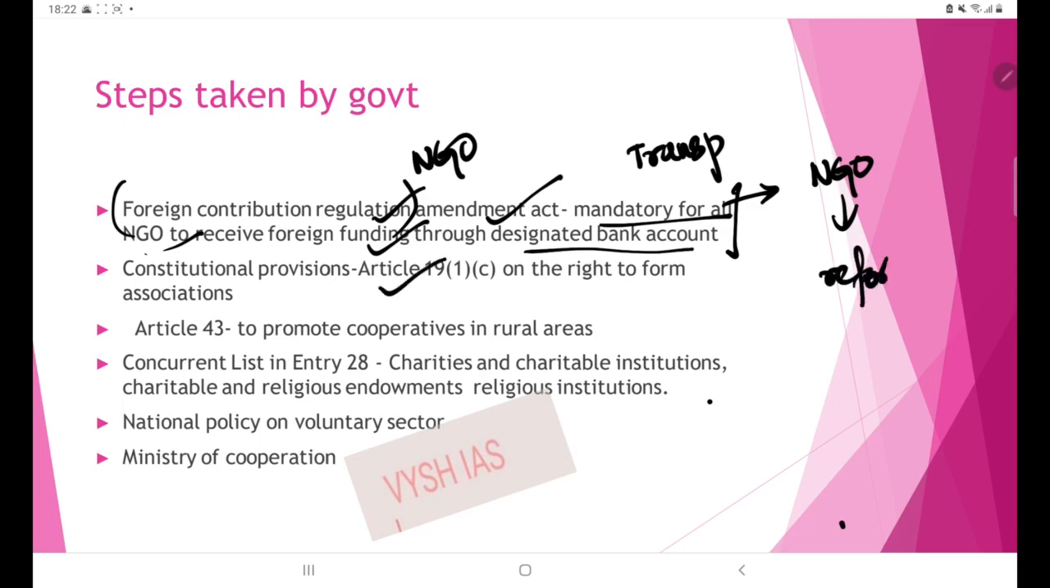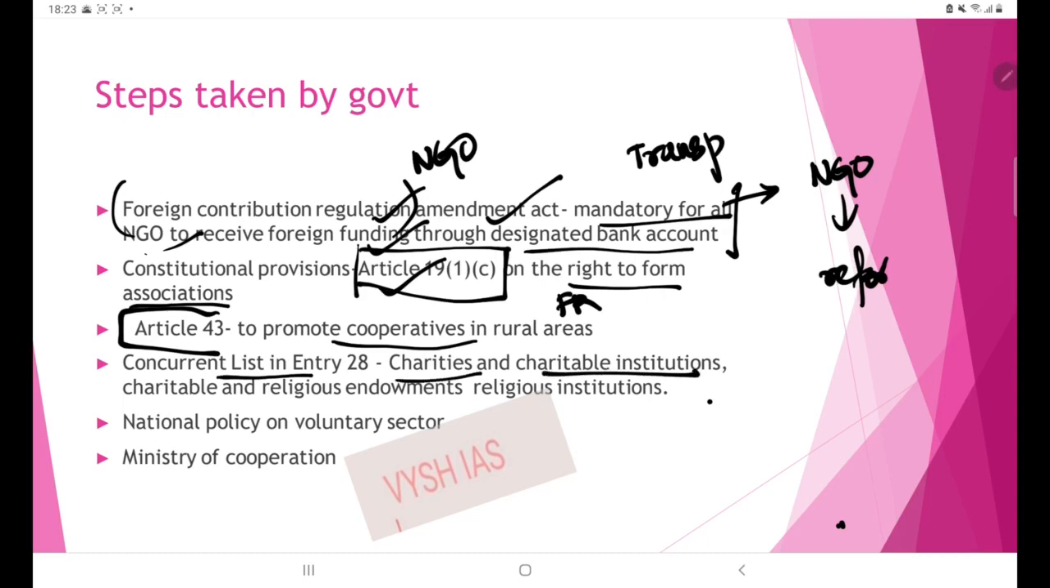Next, constitutional provisions are there. In Article 19(1)(c) in the fundamental rights, it is said that there is a right to form associations. Okay, so this includes NGOs also. So it is constitutionally protected. In the DPSP also, in Article 43, it is said to promote cooperatives in rural areas. So that is also a boost to the formation of NGOs. Then in the Concurrent List, entry 28 talks about charities and charitable institutions, then religious endowments, etc.